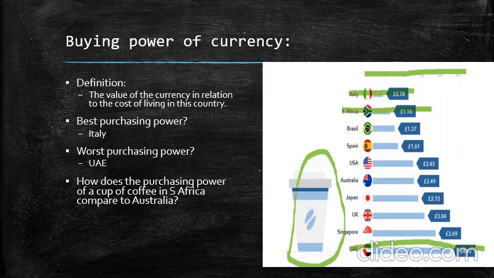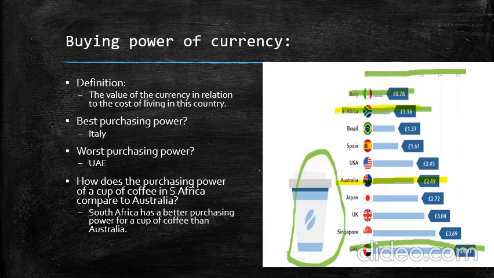Now, how does the purchasing power of a cup of coffee in South Africa compare to Australia? So if we have a look here again and we look at South Africa and we look at Australia, we see that we are actually paying less in pounds if we compare those two. So therefore, South Africa has a better purchasing power for a cup of coffee than what Australia will have.